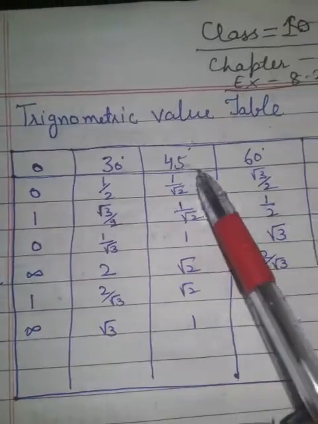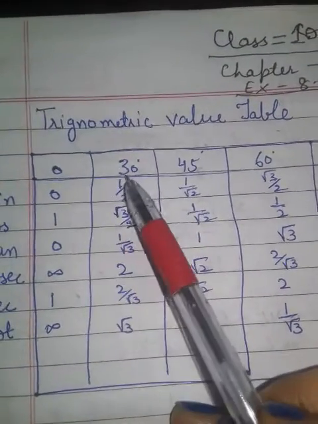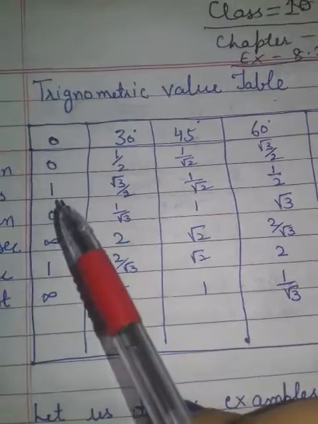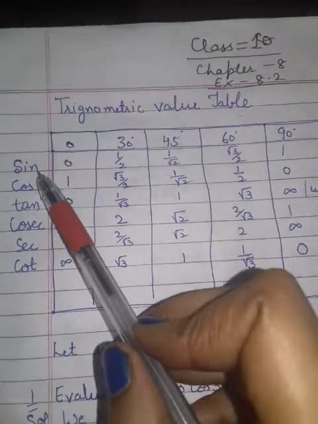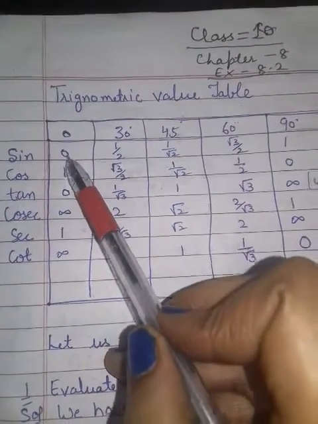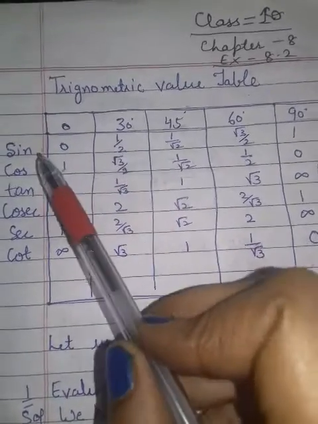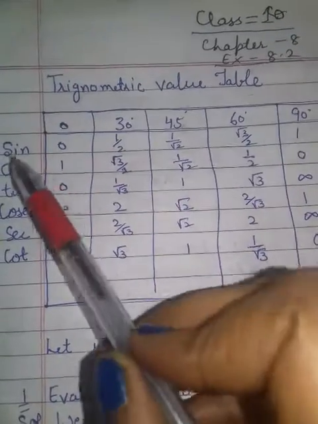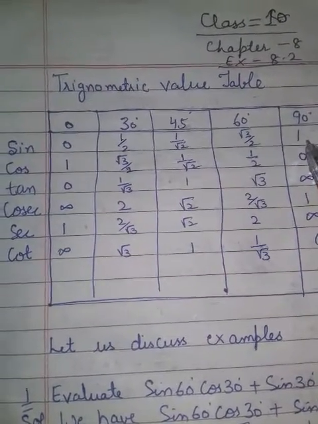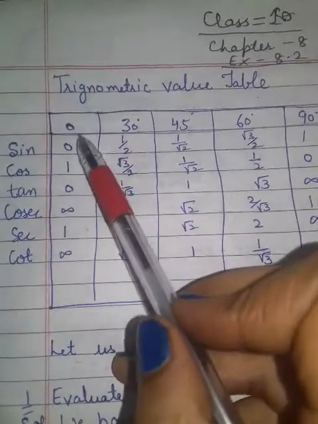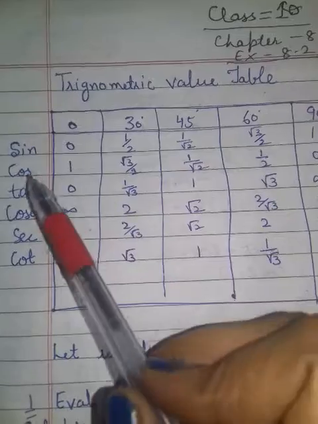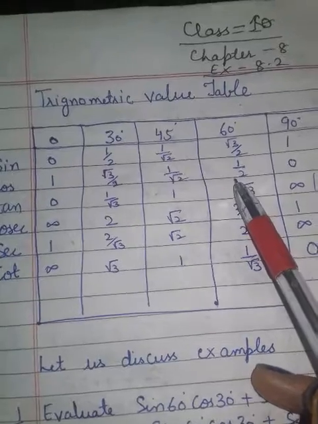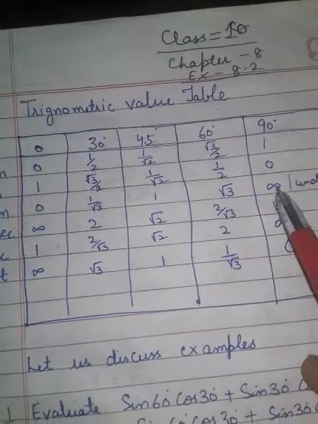Now I have written the angles 0, 30, 45, 60 and 90 degrees. After that, you have to read in this manner: sine 0 is 0, sine 30 is 1 by 2, sine 45 is 1 by root 2, sine 60 is root 3 by 2, sine 90 is 1. In this manner you will read cos 0 is 1, cos 30 is root 3 by 2, cos 45 is 1 by root 2. You pick the angle and read the value, similarly for the others.